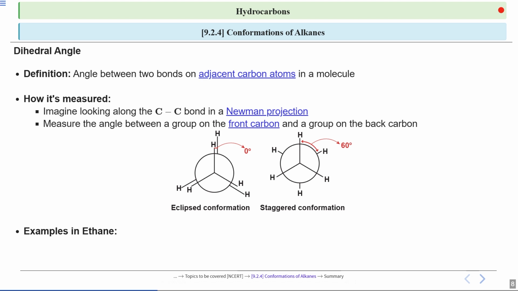Now, in the first case, the angle is taken as 0 because they are aligned in a single line. But as you move the bond right hand side, or you can say if you rotate the carbon right hand side by 60 degrees, then in that case your ethane will have a dihedral angle of 60 degrees.